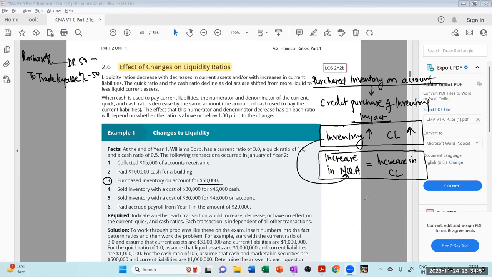Now, let's go ahead. Can I say that quick assets are unchanged, but current liabilities have increased? Can I say that cash is unchanged, but again, current liabilities have increased? Can I make these statements? I believe I can. These are accurate statements.